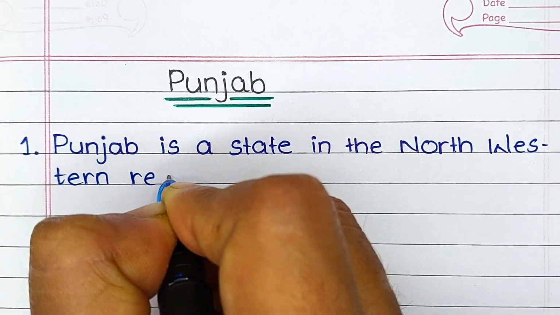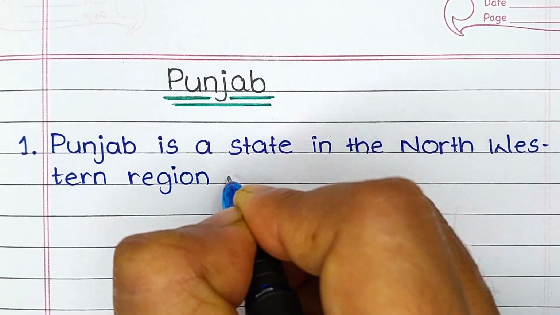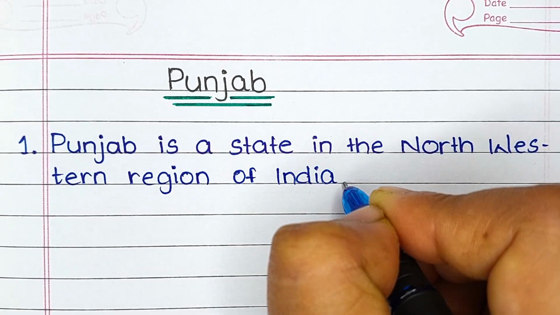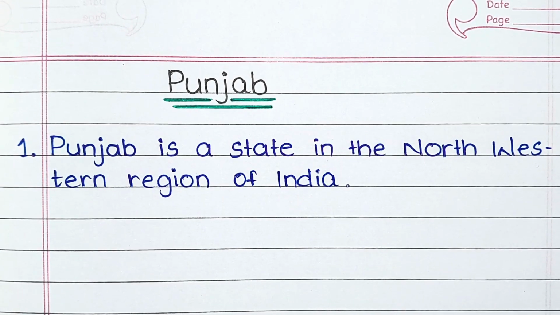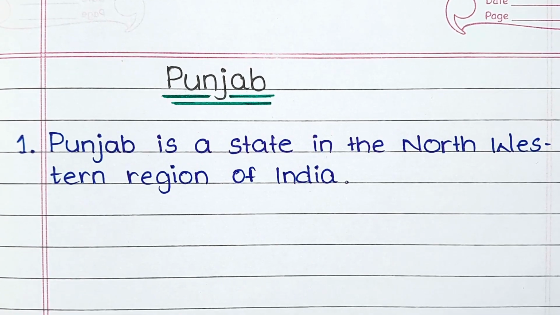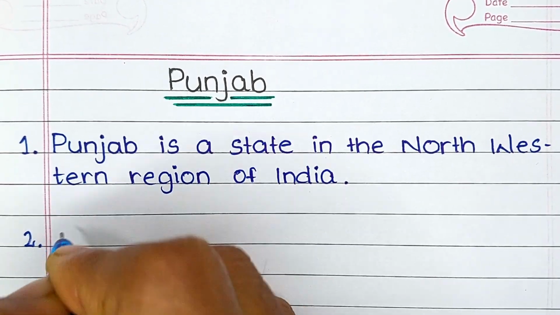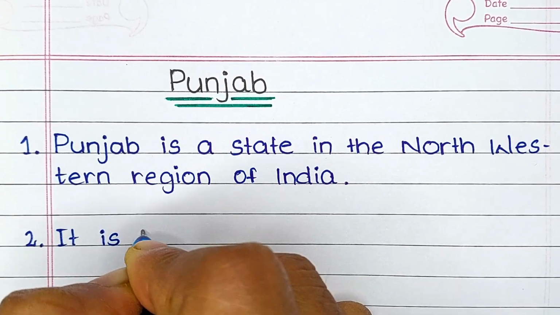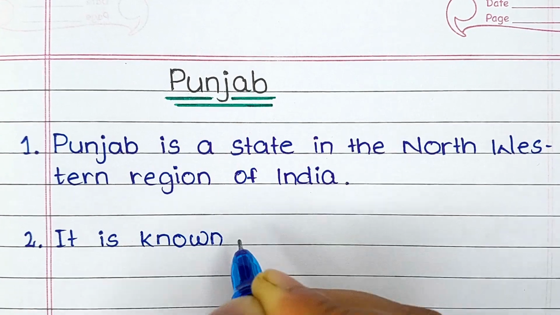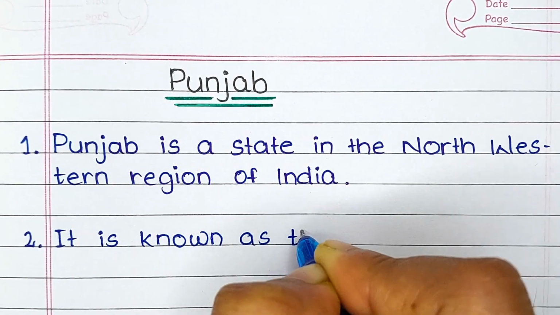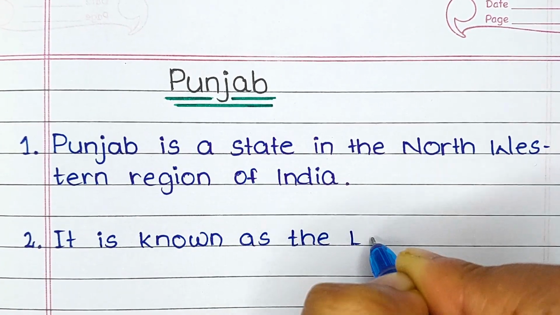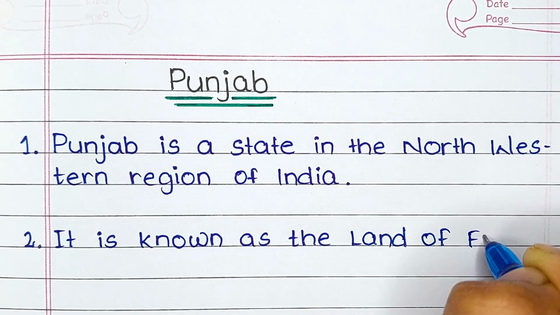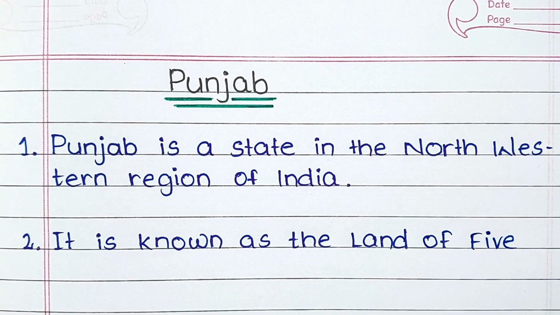First line, Punjab is a state in the northwestern region of India. The second line is, it is known as the land of five rivers.